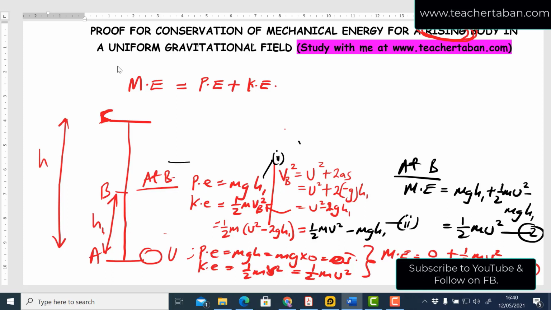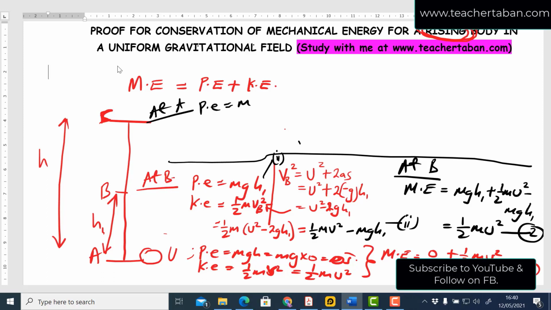All right, let's do the same at point A, or rather point C, and see whether we get the same expression here. So at A, I'll simply say that my potential energy is equal to mgh, where the total height is h. And at this point, we're assuming that the body is at maximum height. At maximum height, the velocity is always equal to 0. So our kinetic energy is a half times m v at C squared, which is equal to a half m times 0 squared, which gives us 0 joules.